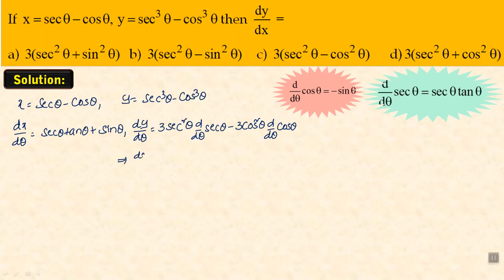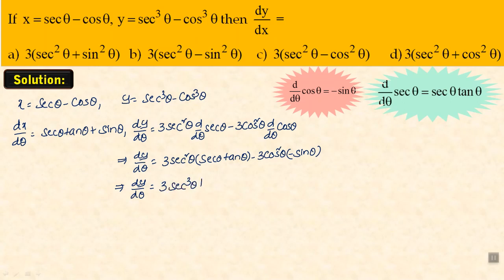This implies dy by d theta is equal to 3 into secant square theta into differentiation of secant theta is secant theta into tan theta minus 3 into cos square theta into differentiation of cos theta is minus sin theta. This implies dy by d theta is equal to 3 into secant square theta into secant theta is secant cubed theta into tan theta minus into minus plus 3 into cos square theta into sin theta.